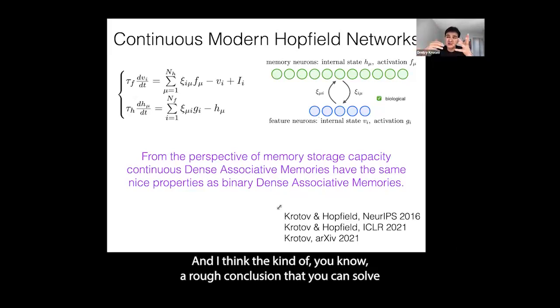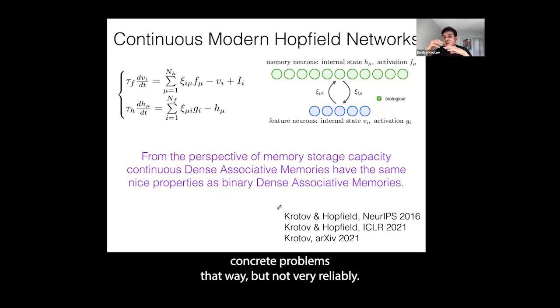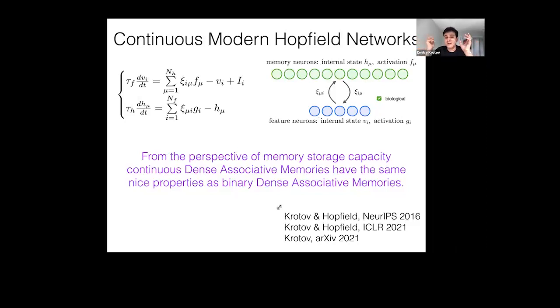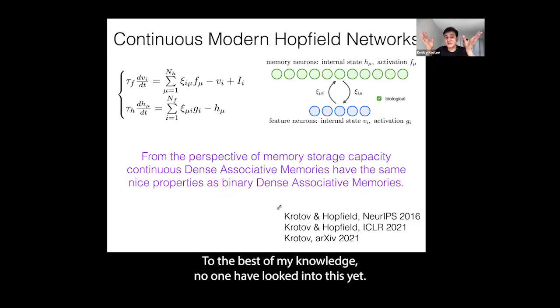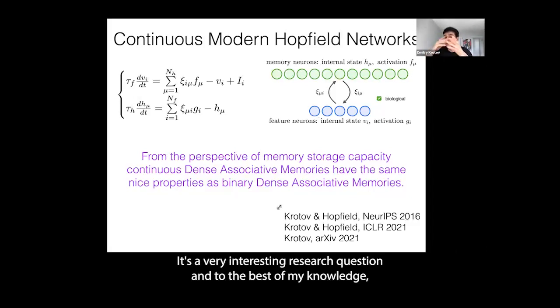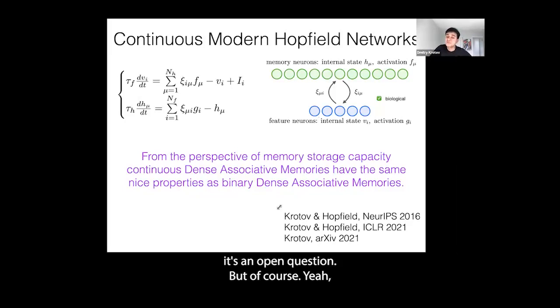And I think the rough conclusion is that you can solve NP-complete problems that way, but not very reliably. And it's a very interesting and completely open question what dense associative memories can bring into that line of work. To the best of my knowledge, no one has looked into this yet. So I'm very glad that you are asking this question. It's a very interesting research question. And to the best of my knowledge, it's an open question.